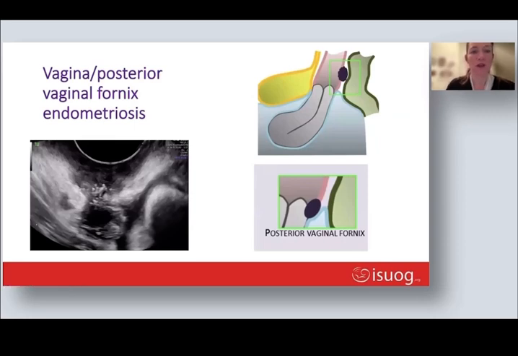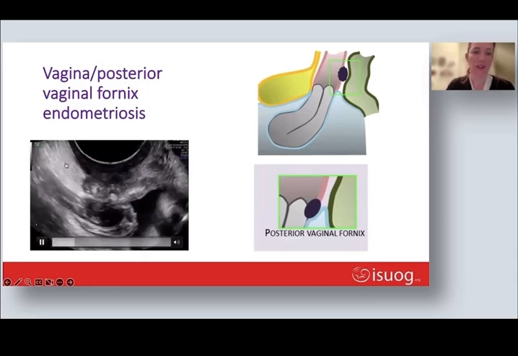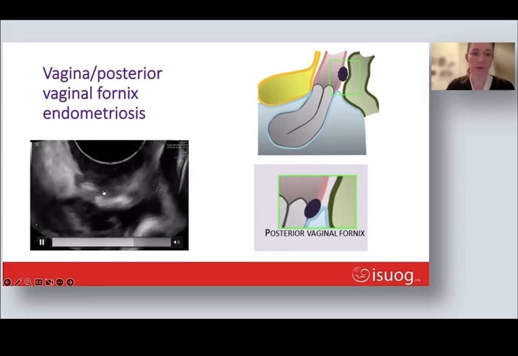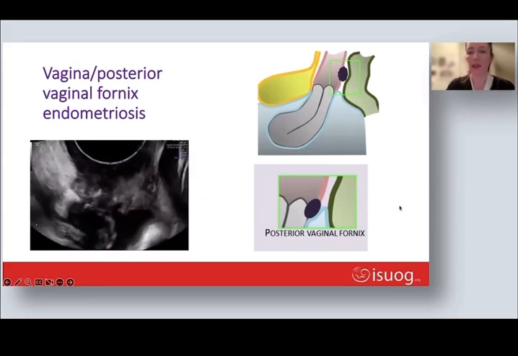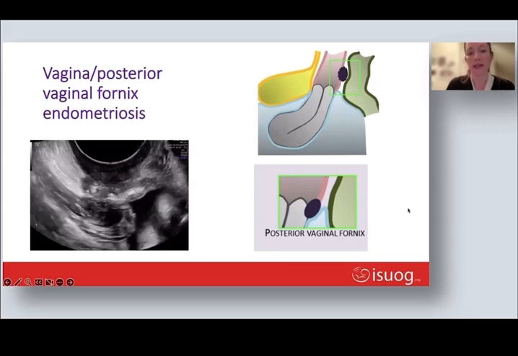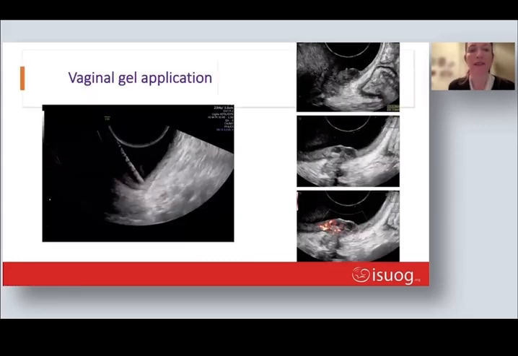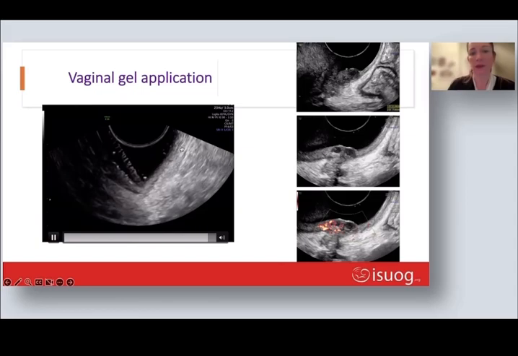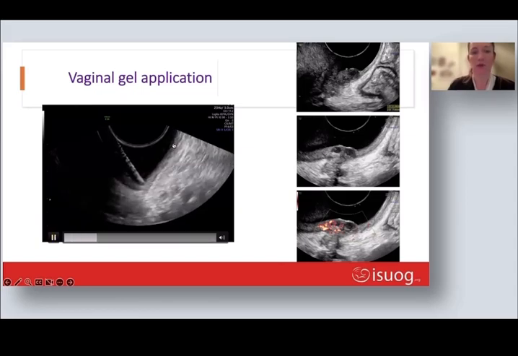Endometriosis in the posterior vaginal fornix or in the vagina also looks like a hypoechoic structure with irregular borders. Here you see a video with a lesion in the vaginal wall. For a more precise examination, it is recommended to add some gel in the vagina, which enables a more precise assessment of the vaginal wall.